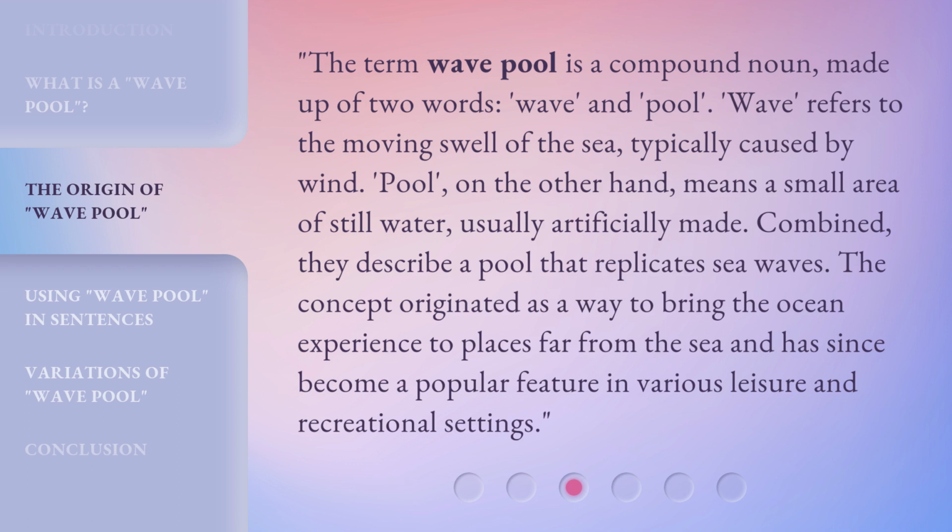The term wave pool is a compound noun, made up of two words, wave and pool. Wave refers to the moving swell of the sea, typically caused by wind. Pool, on the other hand, means a small area of still water, usually artificially made. Combined, they describe a pool that replicates sea waves. The concept originated as a way to bring the ocean experience to places far from the sea and has since become a popular feature in various leisure and recreational settings.